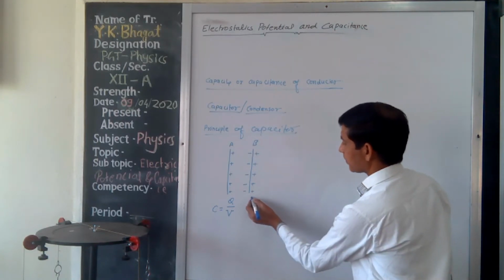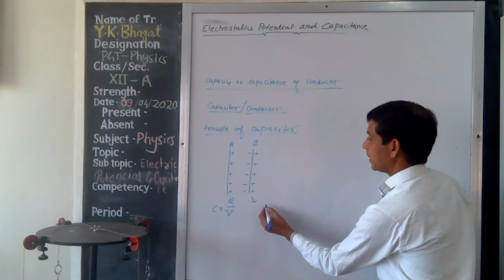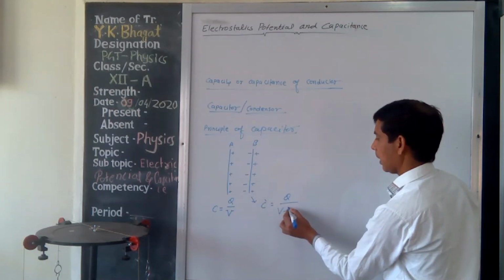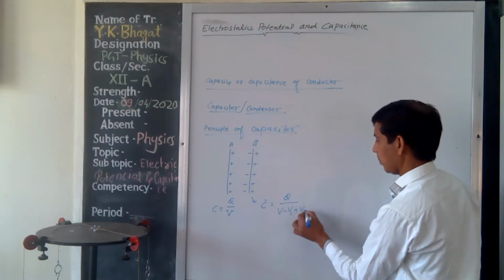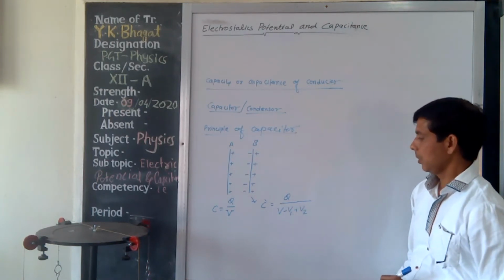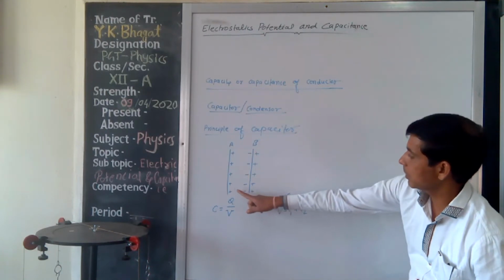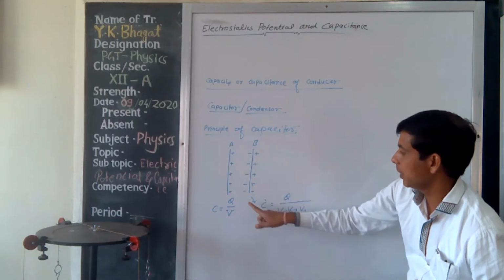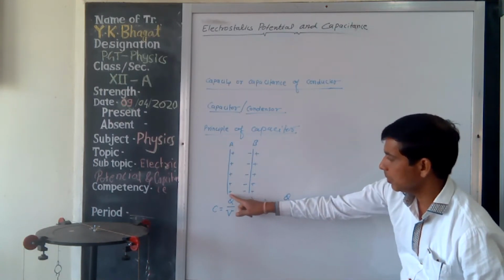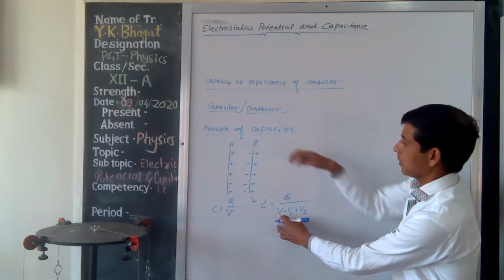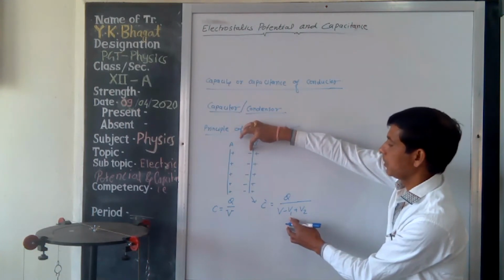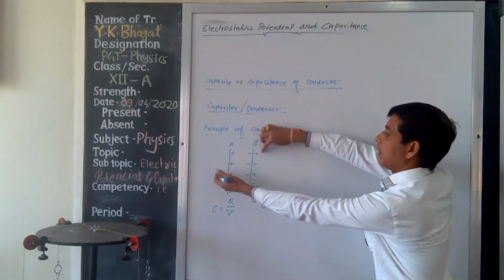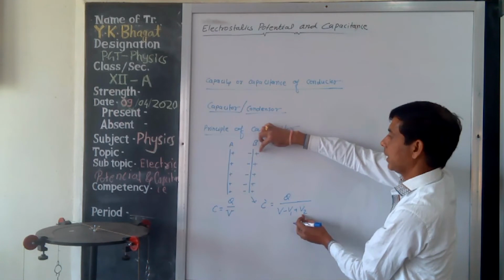In this situation, capacity becomes C dash equals Q upon V minus V1 plus V2. What are V1 and V2? V1 is the potential developed due to that minus charge here. V1 is the potential due to the minus charge, and V2 is the potential developed on that surface due to that positive charge.